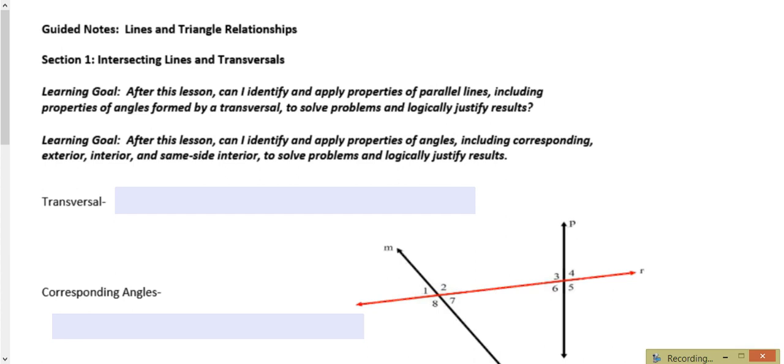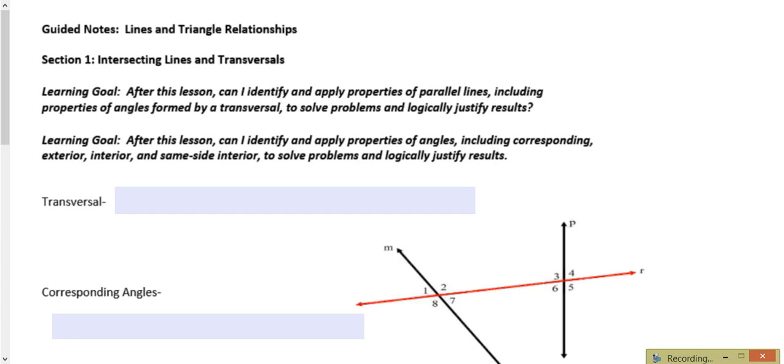Welcome to Unit 2, Lines in Triangle Relationships. This is the first video of Section 1, Intersecting Lines in Transversals, and will primarily deal with vocabulary. For the purpose of time, I have typed out the definitions and will talk through them instead of writing them, since my penmanship is not very good.